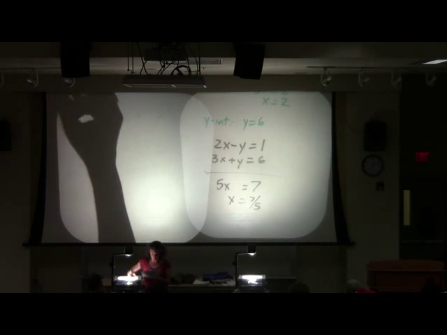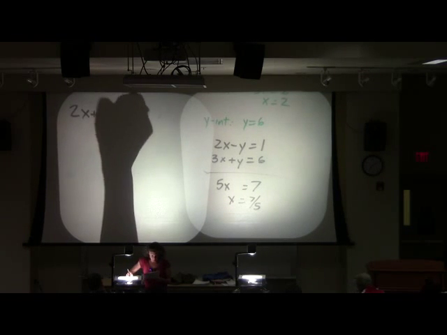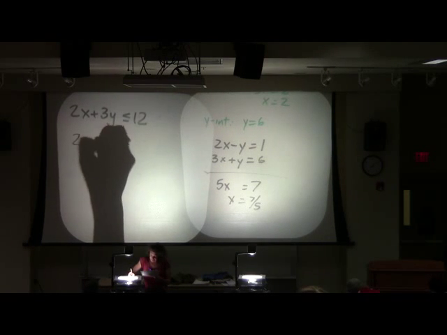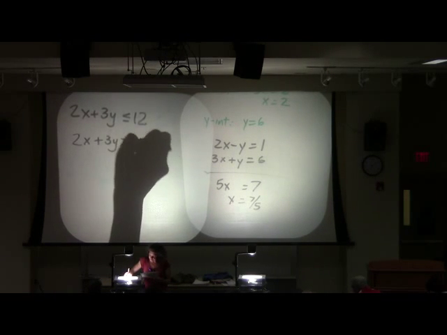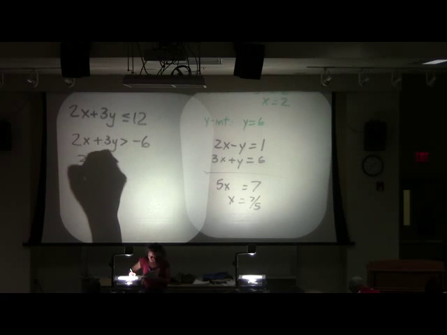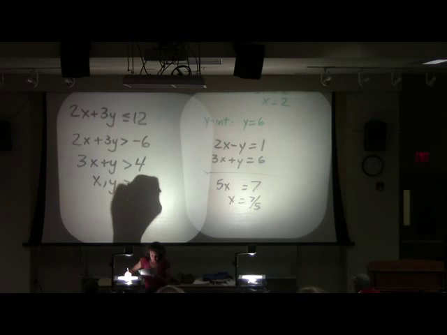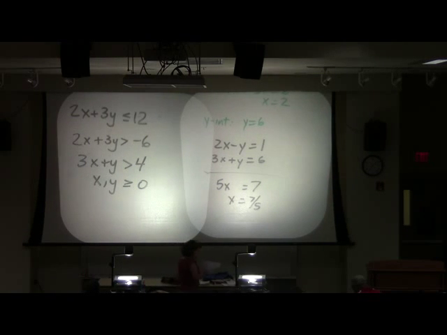No, that's not okay. So, 2x plus 3y is less than or equal to 12. 2x plus 3y is greater than negative 6. 3x plus y is greater than 4. And x and y are greater than or equal to 0. Whoa, what a big one, huh? Your enthusiasm doesn't seem to match mine.